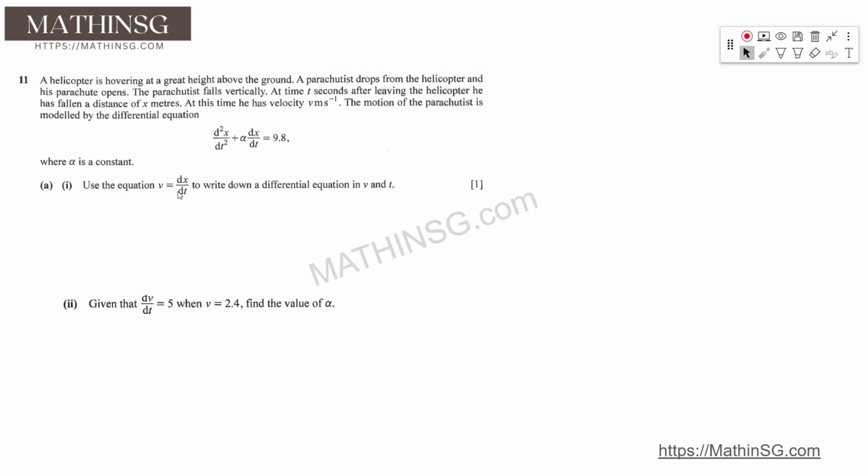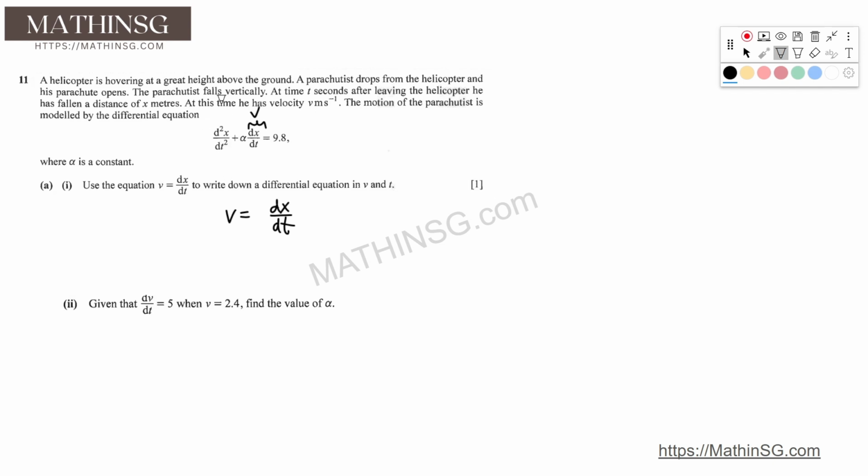Use the equation v equals dx/dt to write down a differential equation in v and t. This is only 1 mark. So we know that v is dx/dt. I have this equation here, so I know that here I can change it to v already.